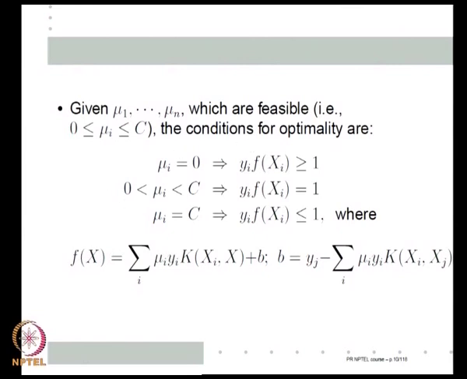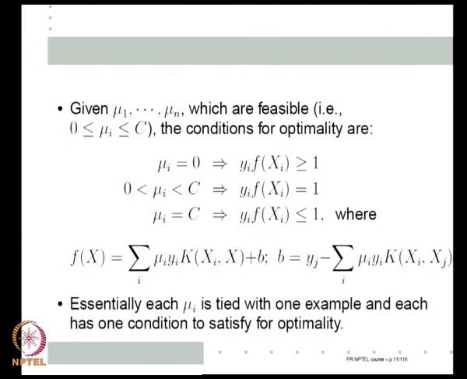So, essentially it is as if every mu i is tied with one example, right. Even in our constraints in the primal, every constraint is tied with one example, so every mu i is tied with one example. So, I can say which examples mu i this is, and each mu i essentially has its own condition.